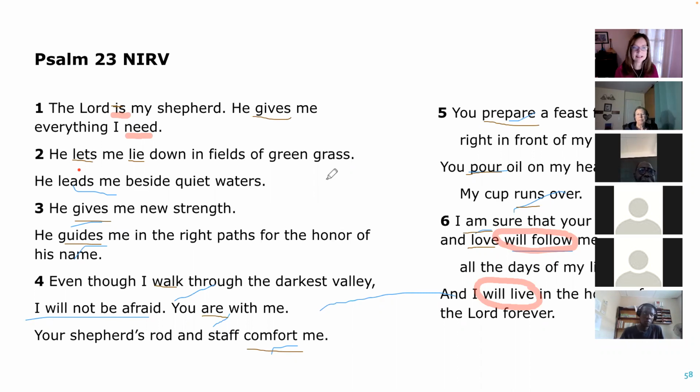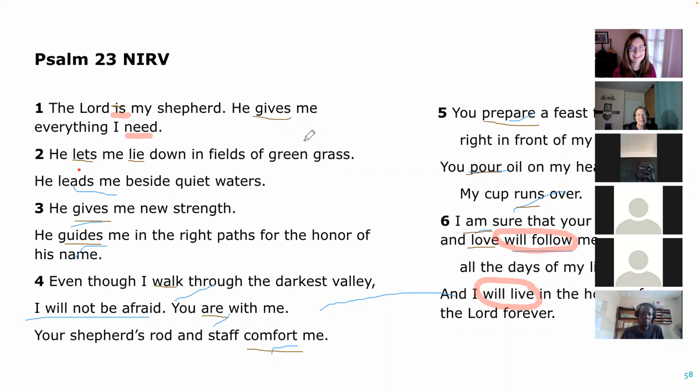So now that we've identified some of the verbs here, we notice some of the verbs end with an S and some of them do not end with an S. And so what do we see about the verbs that end with an S? Who is doing those verbs that end with an S? Who is the subject of the verbs that end with the S? The Lord. The Lord, yes.